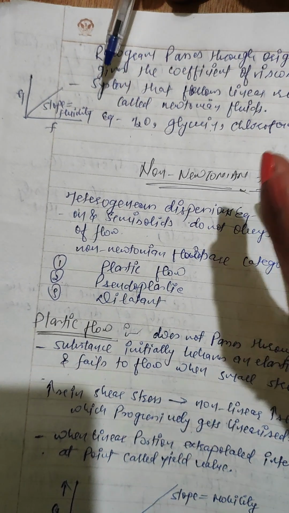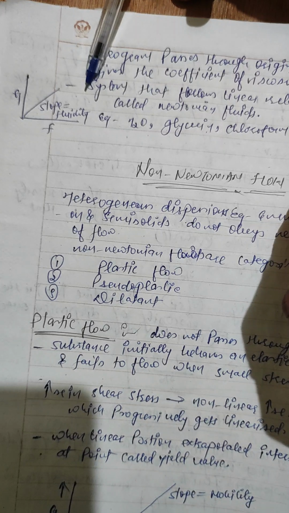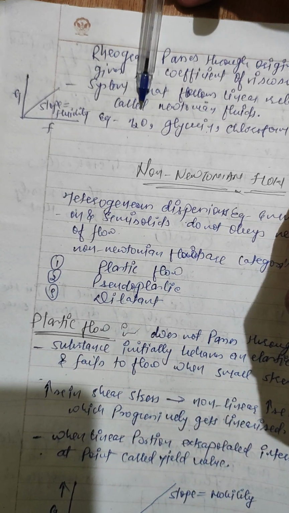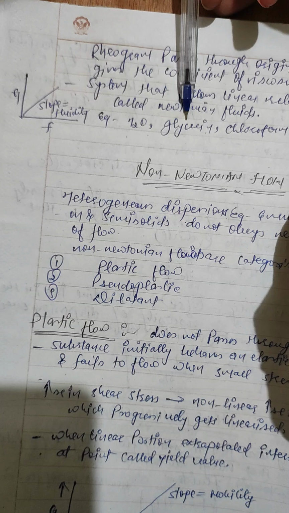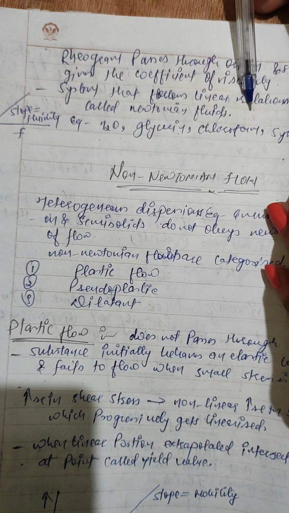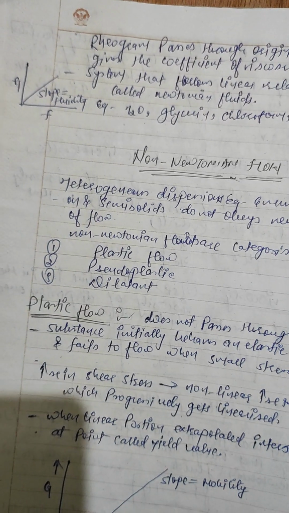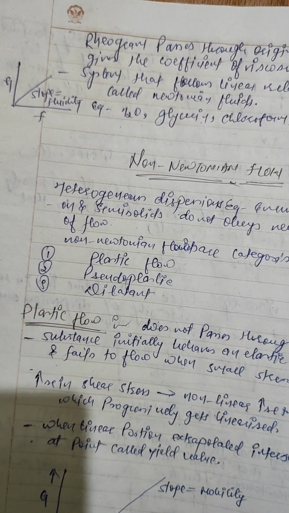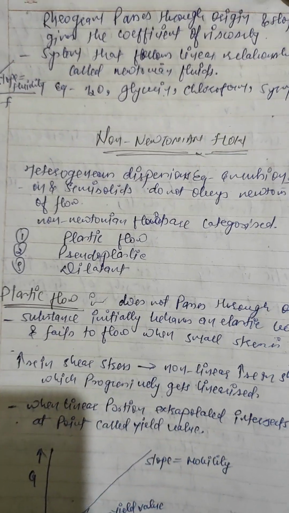So the liquids which follow Newtonian flow are like water, we saw yesterday. Glycerine also follows Newtonian flow. Then chloroform is there, right? So now we will be discussing the non-Newtonian fluids, non-Newtonian flow.